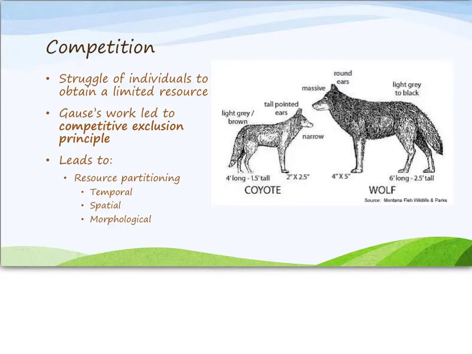Competition. So competition is the struggle of individuals to obtain a limited resource. So it might be food, it might be sunlight, it might be water, it might be a place to live. So they're competing for this same resource. There is a scientist, his last name was Gauss, and his work led to what we call the competitive exclusion principle. And that's that two species cannot live in the same niche. Okay, so that means that one will always dominate over another.